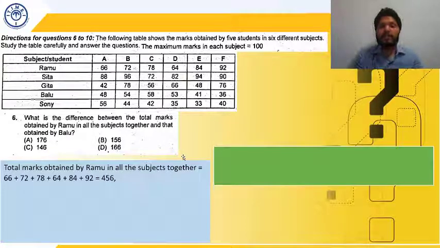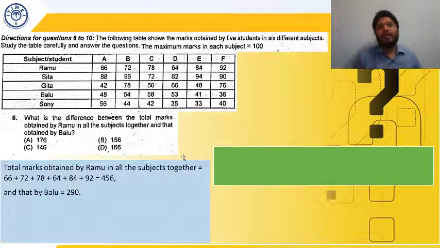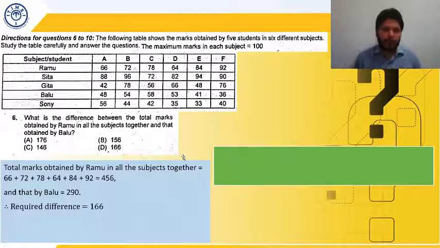Now the next question is, what is the total number of marks scored by Balu in all the subjects together? Balu's is the second last row, which is 48 plus 54 plus 58 plus 53 plus 41 plus 36, which turns out to be 290. And we want their difference. So 456 minus 290 comes out to be 166, which is required in the question. What is this question asking? Difference of sum of their marks. So we have summed up the marks of Ramu, we have summed up the marks of Balu, and we have taken the difference. So the difference comes out to be 456 minus 290, which is 166. So this is again one approach.